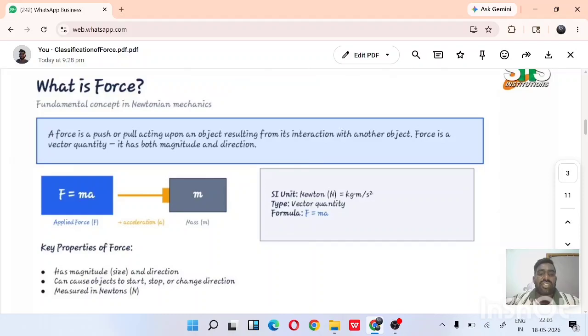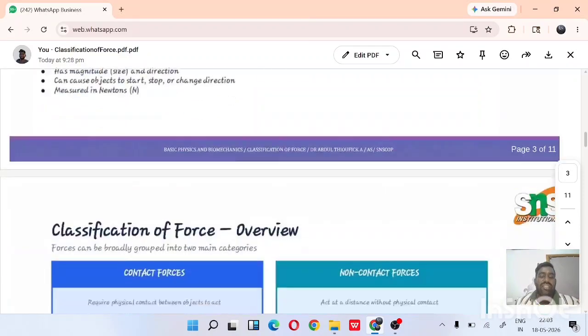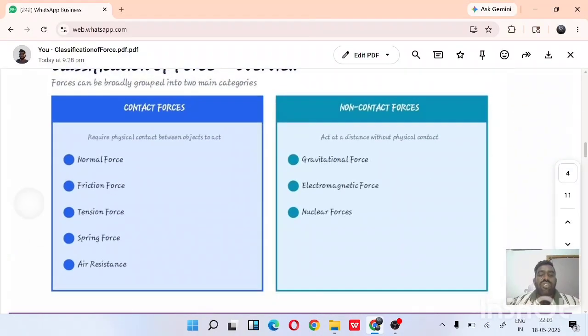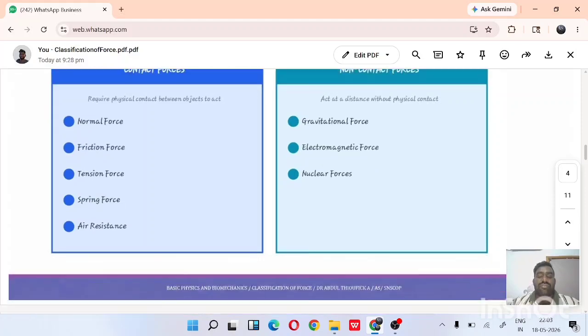What are the classifications of force? Forces can be classified in different ways. Today we'll discuss the major classifications commonly used in biomechanics and physiotherapy: internal and external force, contact and non-contact force, static and dynamic force, tensile, compressive, shear and torsional force, muscle force and gravitational force.